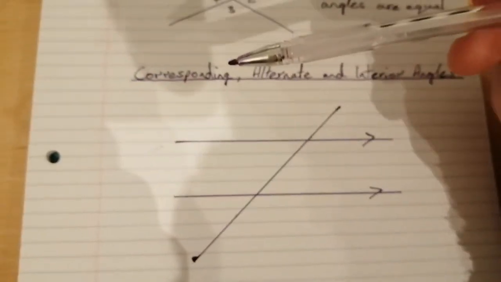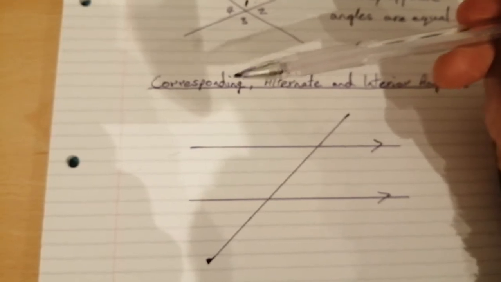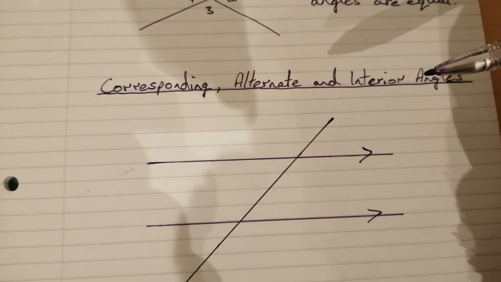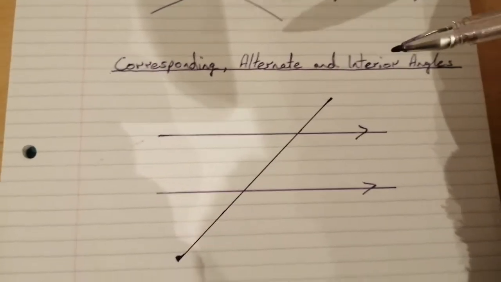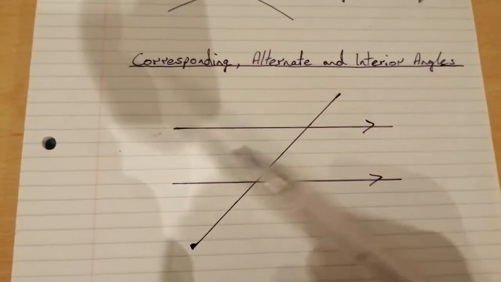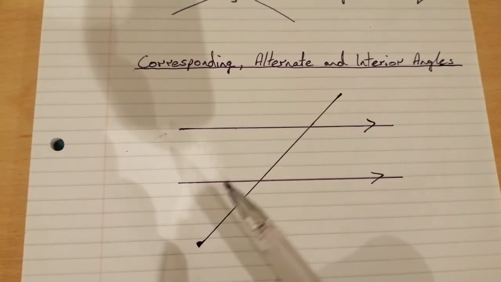Okay, so the next types of angles we're going to move on to are called corresponding angles, alternate angles, and interior angles, and we'll introduce each of them separately in a moment. But first of all, in order to introduce them, I have to draw this diagram here. And this diagram is just a drawing of two parallel lines.